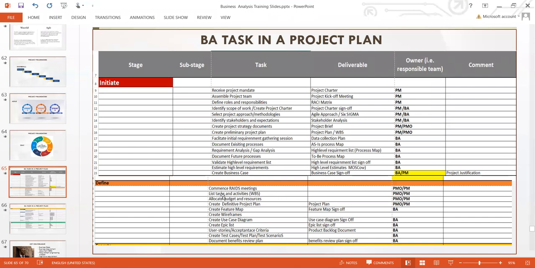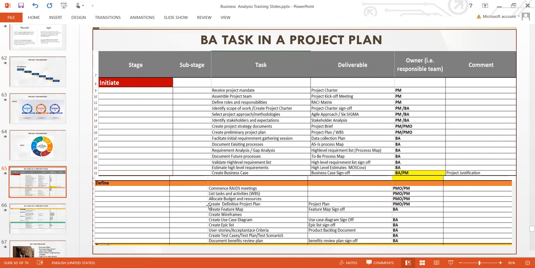Then list tasks and activities. That is a work breakdown structure, done by the PMO and the project manager. Allocate budget and resources: PMO and project manager. Create definitive project plan: PMO and project manager.